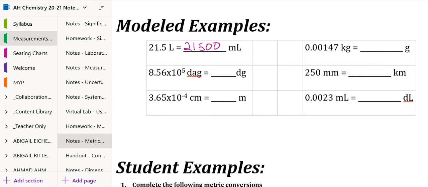The one next to it, we're given kilograms and asked to find grams. So if I'm going from kilo to my base unit, am I going to multiply or divide? Multiply by what? By 10 3 times, right? So 1, 2, 3. So 1.47 grams.